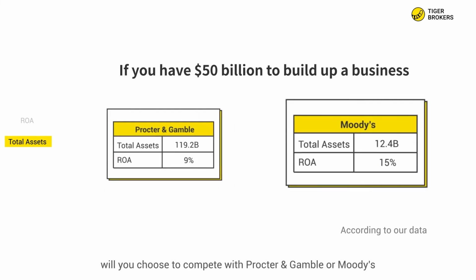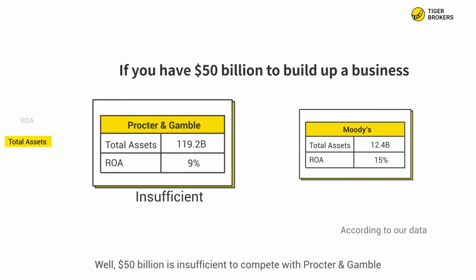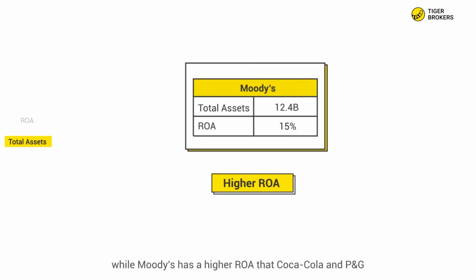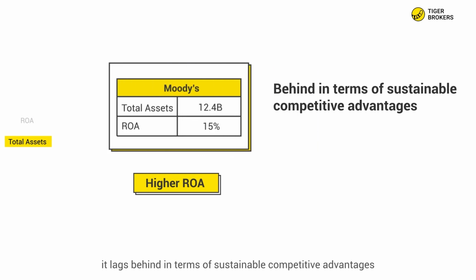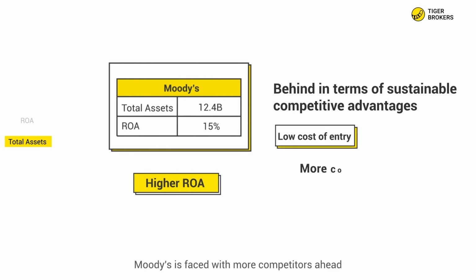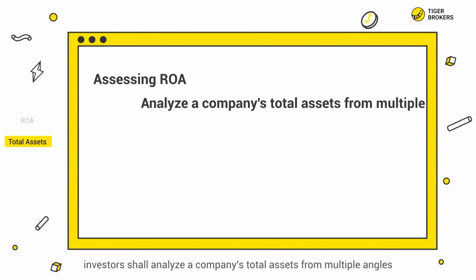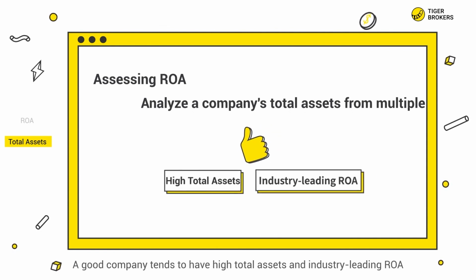If you have $50 billion to build up a business, will you choose to compete with Procter & Gamble or Moody's? Well, $50 billion is insufficient to compete with Procter & Gamble. However, we may have a chance against Moody's. From this perspective, while Moody's has higher ROA than Coca-Cola and P&G, it lags behind in terms of sustainable competitive advantages. Due to low cost of entry, Moody's is faced with more competitors ahead. Therefore, in assessing ROA, investors shall analyze a company's total assets from multiple angles. A good company tends to have high total assets and industry-leading ROA.